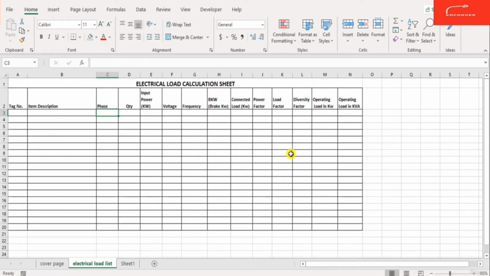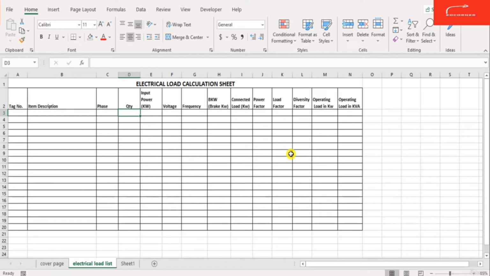Electrical equipments such as water pumps and lifts require three-phase power because of the motor involved in that particular equipment. So we will mention what kind of power we are providing, whether it is single phase or three phase. So the phase column is also important in an electrical load calculation sheet.